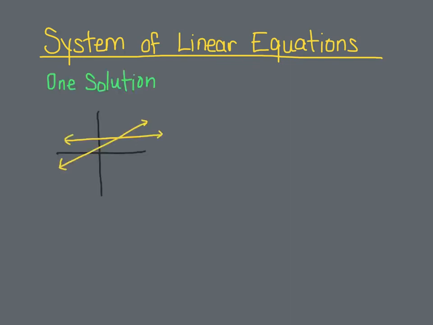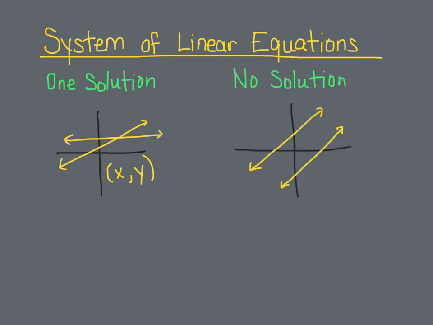A system of linear equations can have one solution if you have two intersecting lines. The solution would be the point of intersection. A system can have no solution if you have two parallel lines. There is no point of intersection for two parallel lines, therefore no solution to the system.